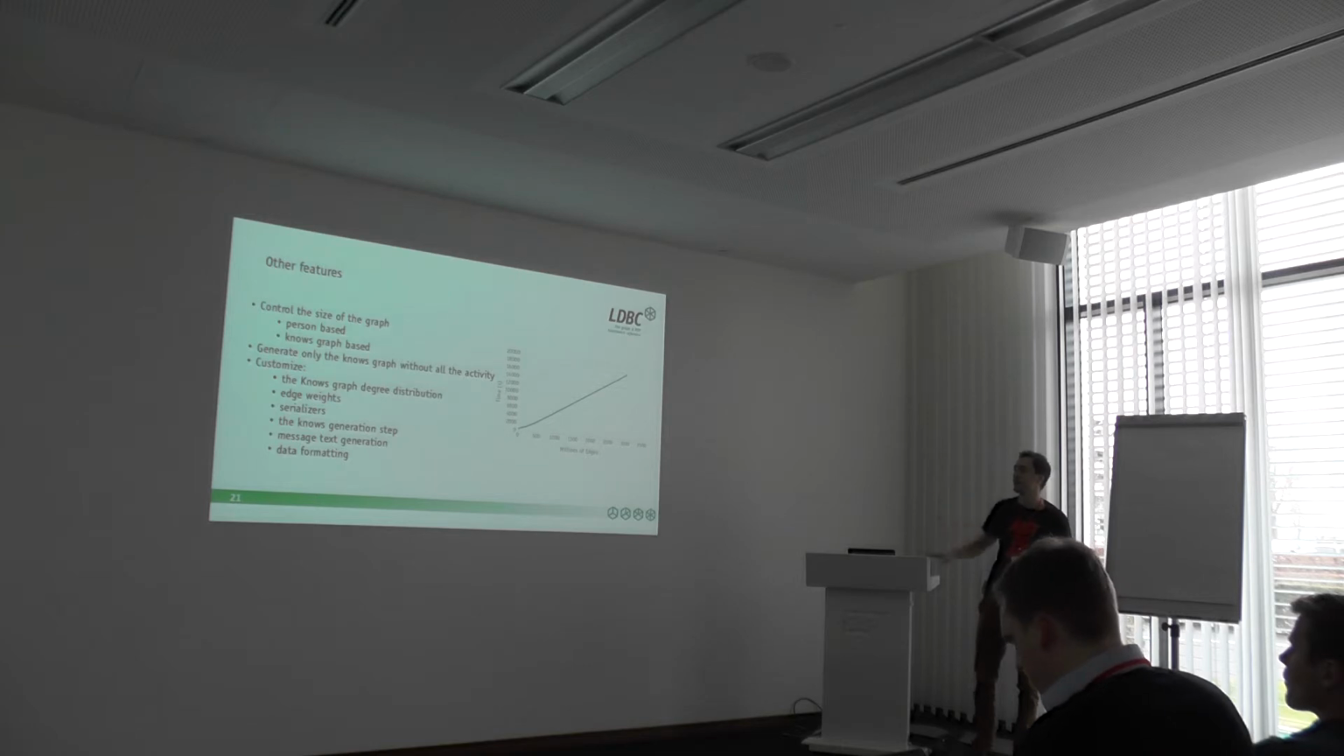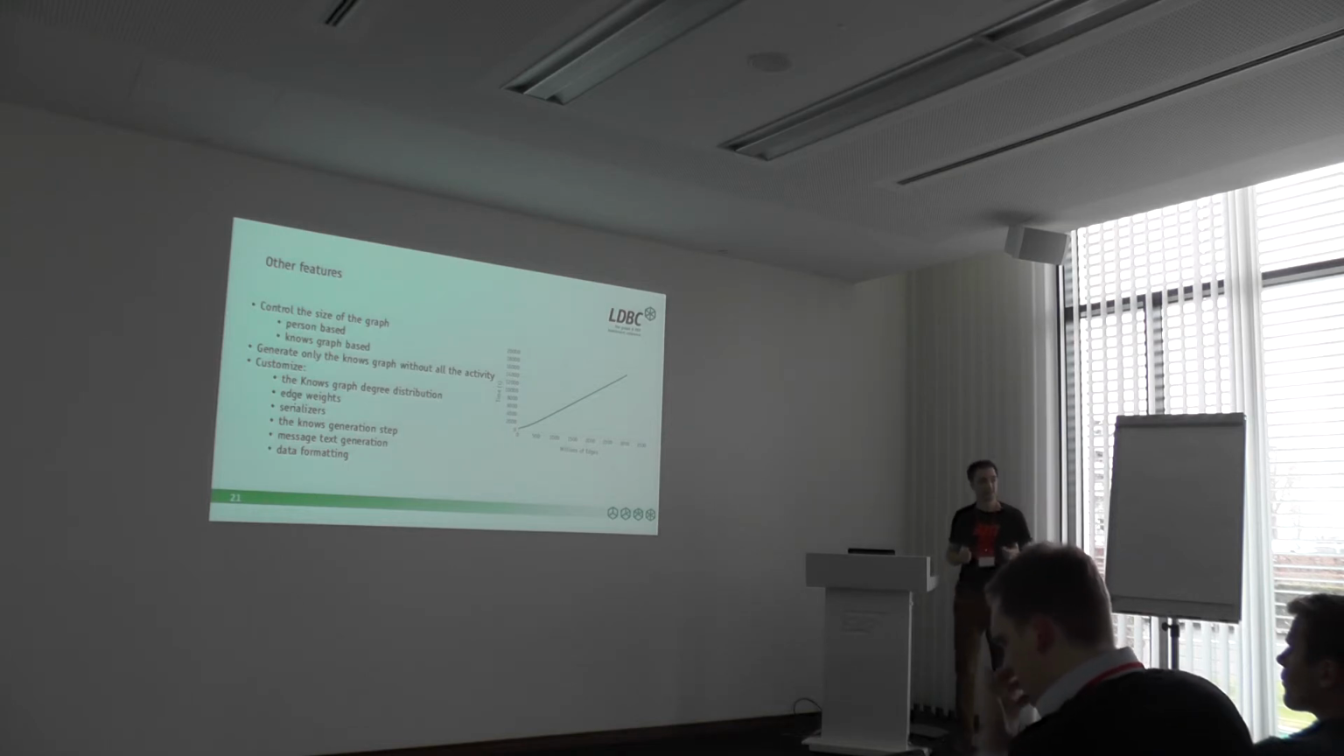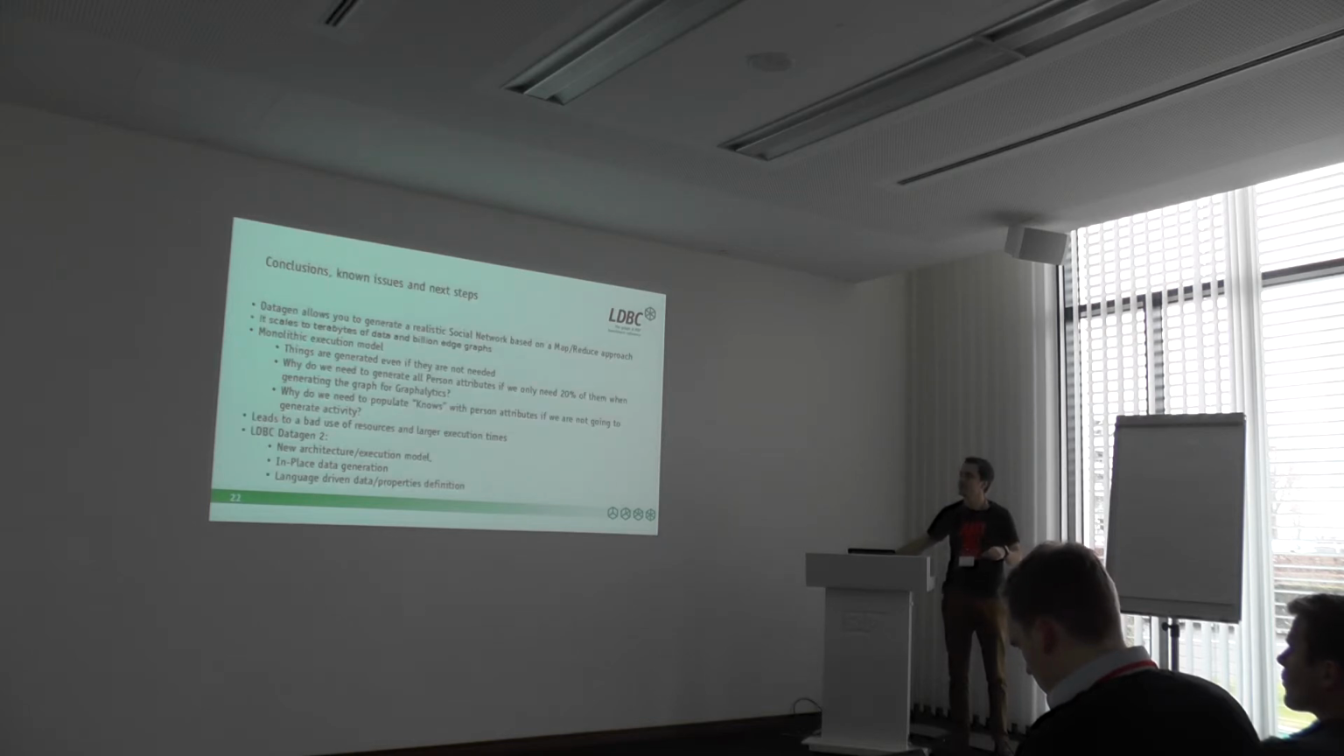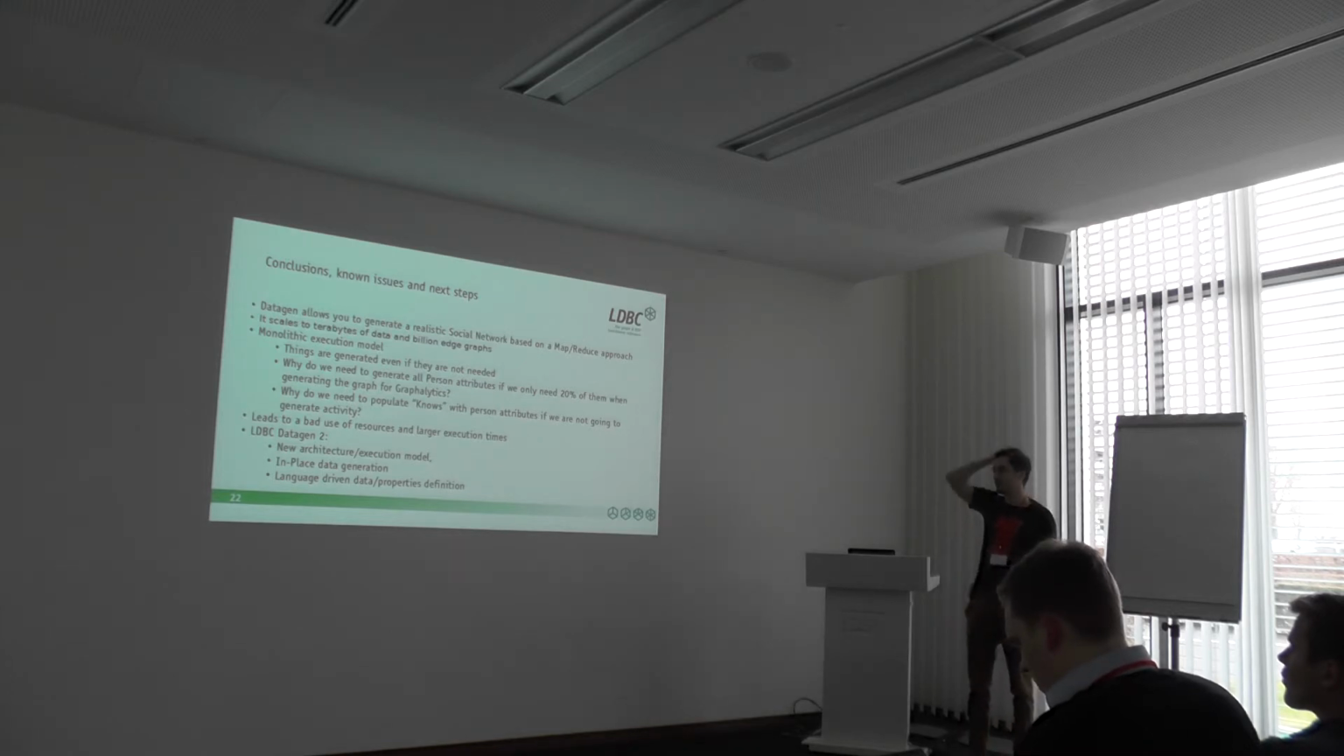And you can customize things: edge weights, the degree distribution of the graph, other internal parameters, even the way we create edges, you can customize it and override this. The way you create the text that is in the messages, also I said data, I wanted to say date formatting as well. So basically, conclusions: Datagen allows us to generate a realistic social network based on a map-reduce approach.